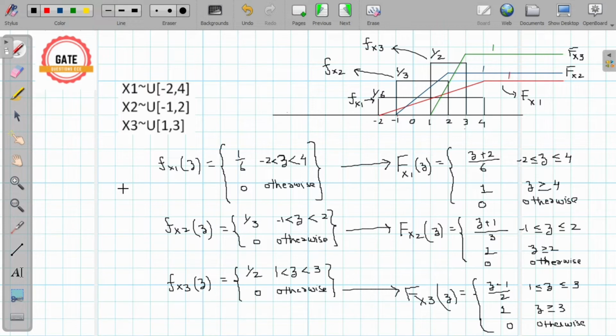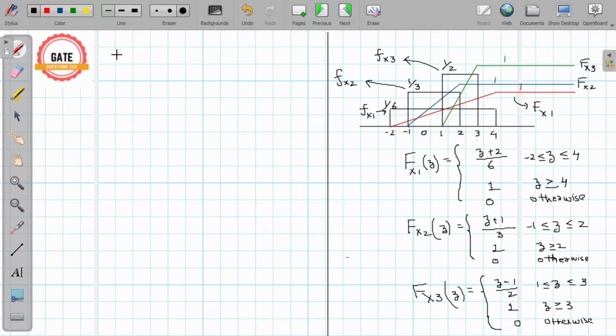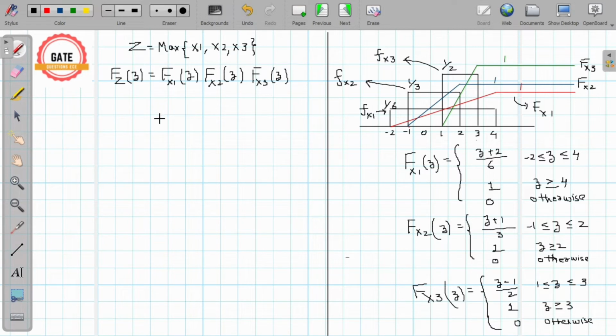Now we will find the CDF expression for z, where z is the maximum among x1, x2 and x3. From the discussions of previous questions, we know that if z is equal to the maximum among random variables x1, x2 and x3, where all of these random variables are independent, then the CDF of z for sample value small z will be equal to the product of the marginal CDFs of each random variable for the same sample value small z. So to obtain the CDF of z, we will have to multiply these three CDFs.